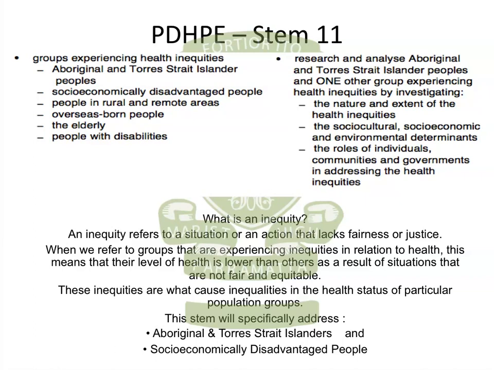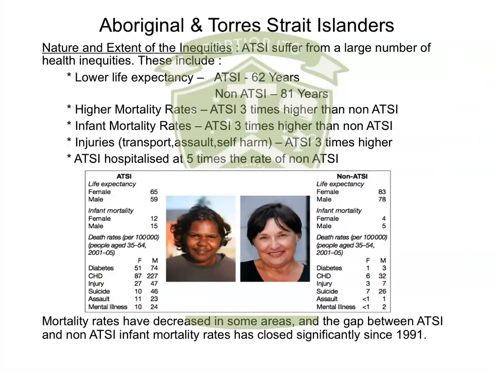All right, so if we now move straight into the Aboriginal and Torres Strait Islander people, we look at the nature and extent of the inequities. You can see here some specific examples given with life expectancy, mortality rates and infant mortality rates, where Aboriginal and Torres Strait Islanders are significantly worse than non-Aboriginal and Torres Strait Islanders.